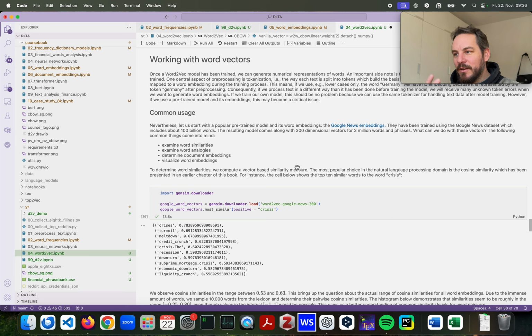Also, something quite impressive is that you can check the similarity of words. If you bring the embedding size down, you can visualize the words, and you can also create meaningful numerical representations of documents by averaging or summing, for instance, the word vectors in a certain document. So this is what I have in here.